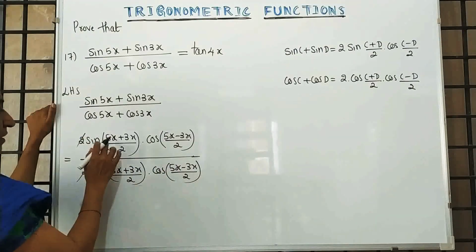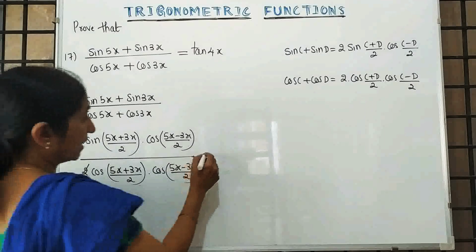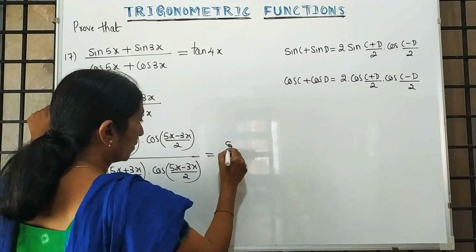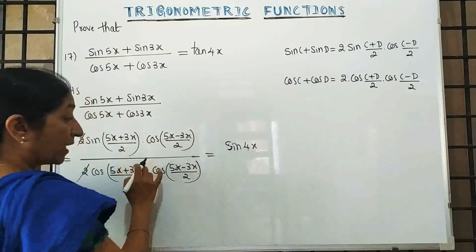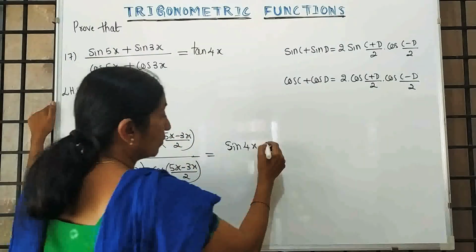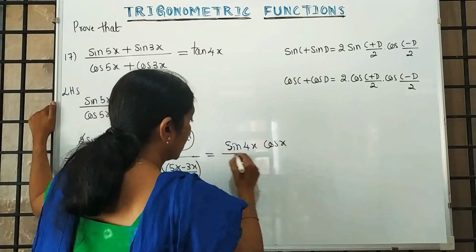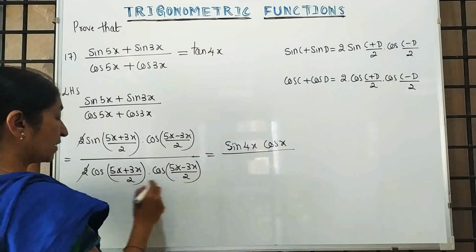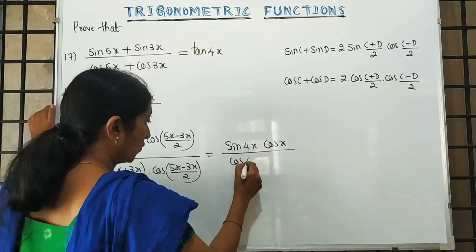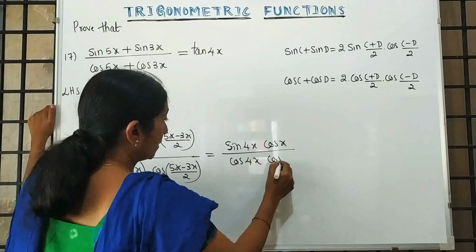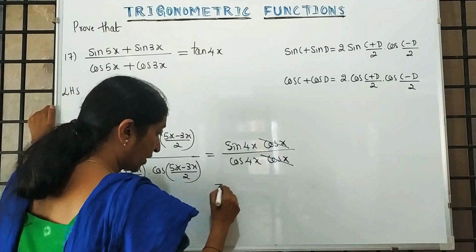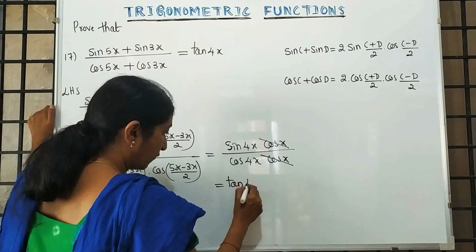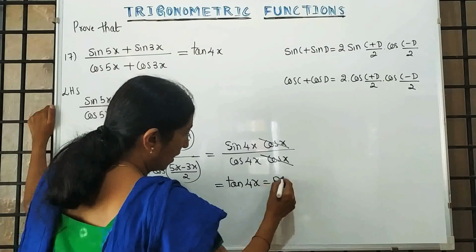2 gets cancelled. 5x plus 3x is 8, 8 divided by 2 is 4, sin 4x. 5x minus 3x is 2, 2 divided by 2 is 1, cos x. Divided by 5x plus 3x is 8, it is cos 4x and this is cos x. Cos x gets cancelled. Sin 4x upon cos 4x is tan 4x. This is nothing but RHS.